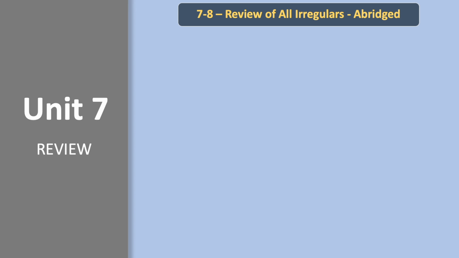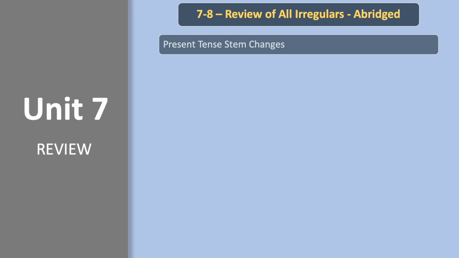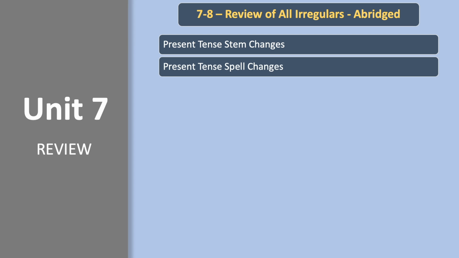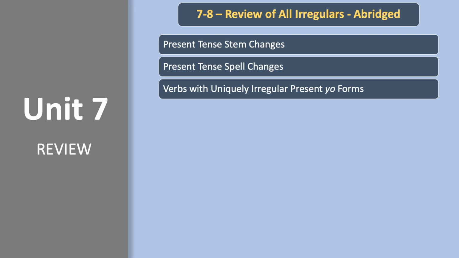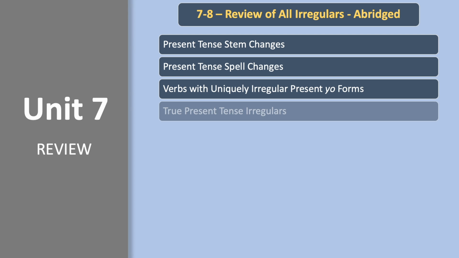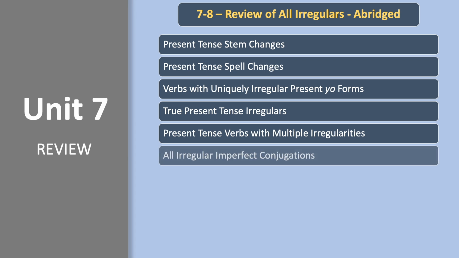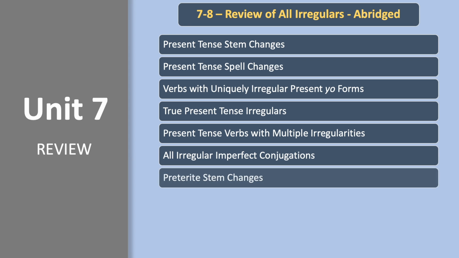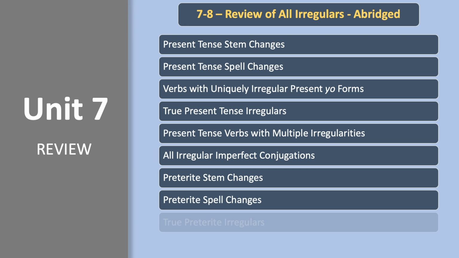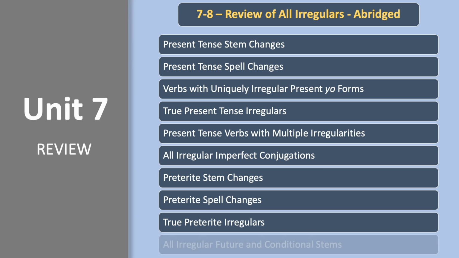For the abridged review of irregulars, this includes present tense stem change verbs, present tense spell change verbs, verbs that have uniquely irregular present tense forms, verbs that are truly irregular in the present tense, and verbs that have multiple irregularities in the present tense. We have all verbs that are irregular under the imperfect, preterite stem and spell change verbs, true irregulars under the preterite, and all 12 irregular future and conditional stems.